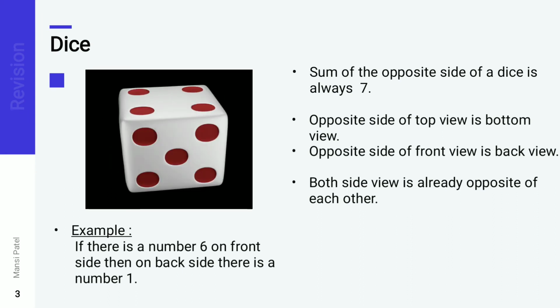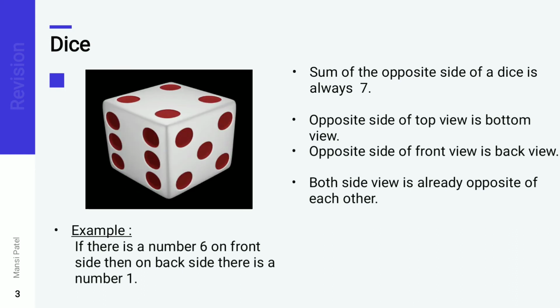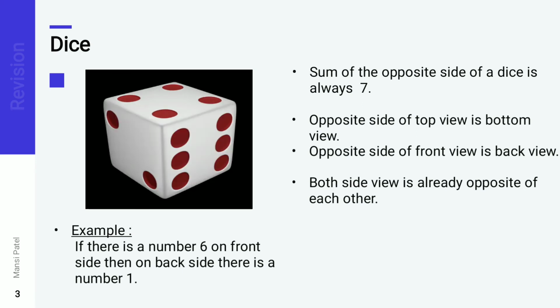For example, if there is number 2 on the left hand side, then which number is on the right hand side? How do we know that? Yes, one magic is there: the sum of the opposite sides of the dice is always 7. So which number added to 2 gives you 7? Yes, 5. So if there is number 2 on the left hand side, then on the right hand side there is number 5.